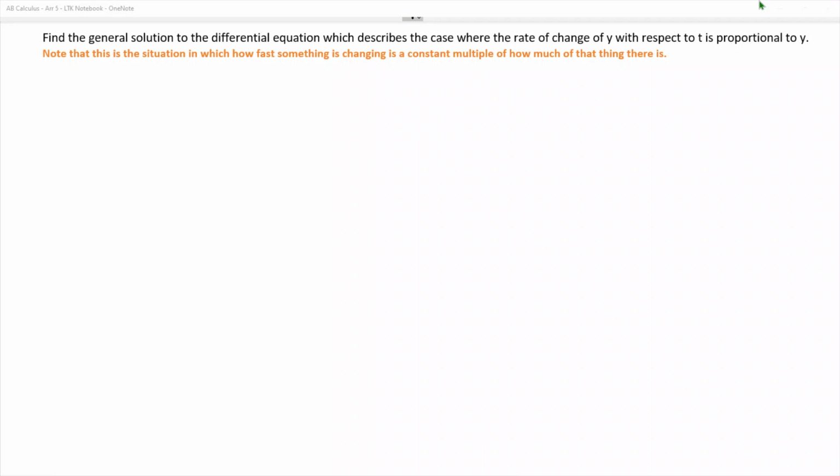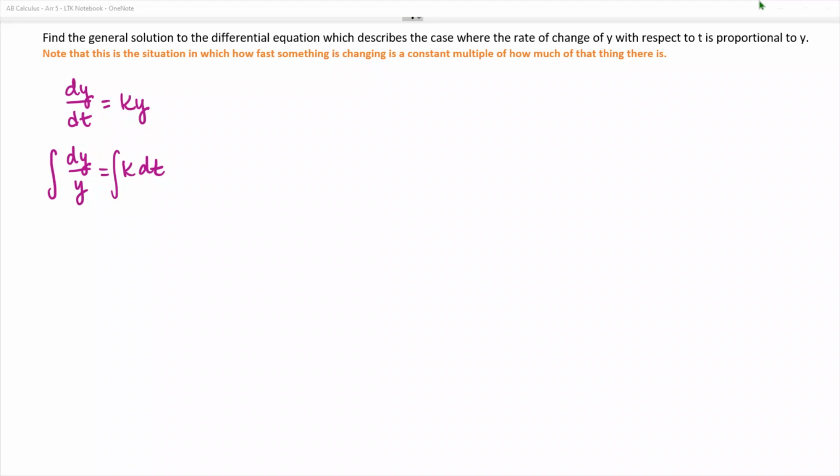All right, we're going to solve this differential equation that shows up in all sorts of situations where the rate of change of some quantity is proportional to that quantity. And we're going to solve this by separating the variables. dy over y equals k dt. And then we'll integrate both sides.